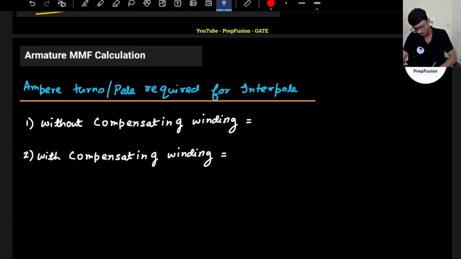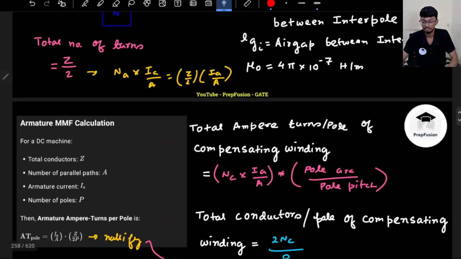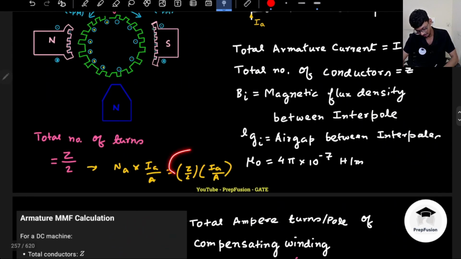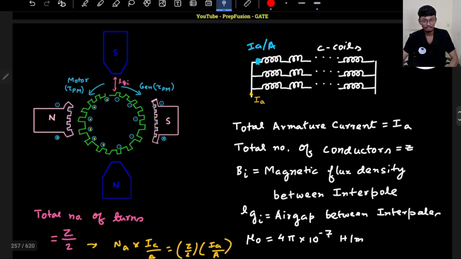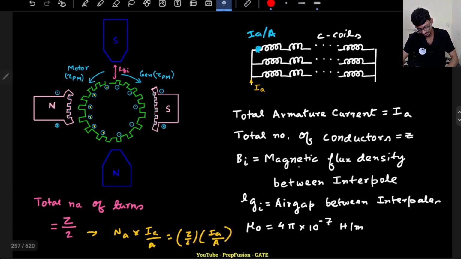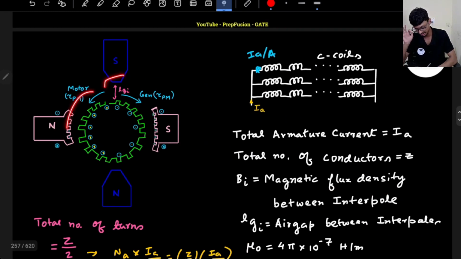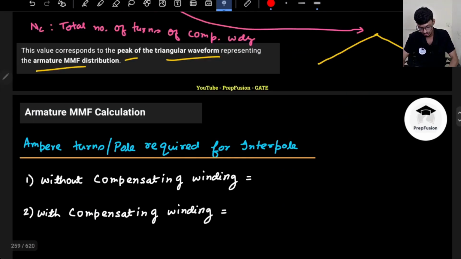If no compensating winding is connected, I know what the interpoles have to nullify. The interpoles have to nullify this ampere turns, the peak value of this flux, and the flux density here. So Bi is the magnetic flux density between the interpoles that the interpole has to nullify. The interpole has to nullify these ampere turns as well as whatever flux is getting generated. That is why the interpoles are connected, right?